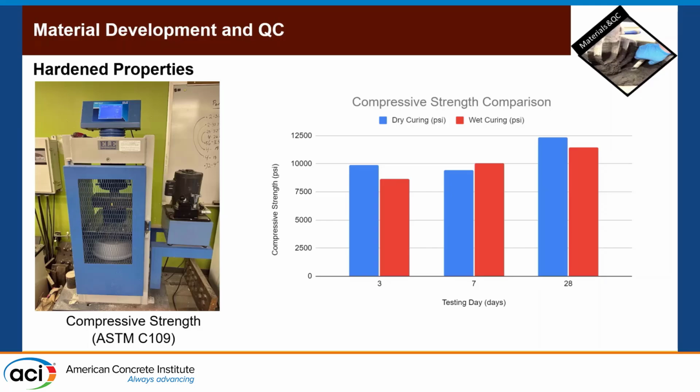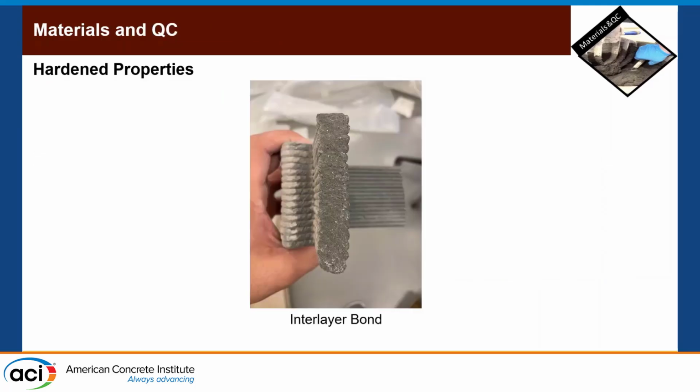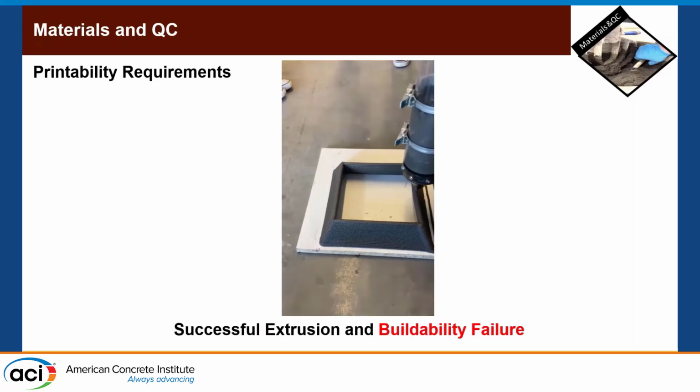We are not using fibers at this stage, so our mixes are mostly mortars. We do have a good interface bond, as you can see here. You can see the layers from the side, but we take advantage of heat of hydration, trapping moisture, to actually fuse the layers together.